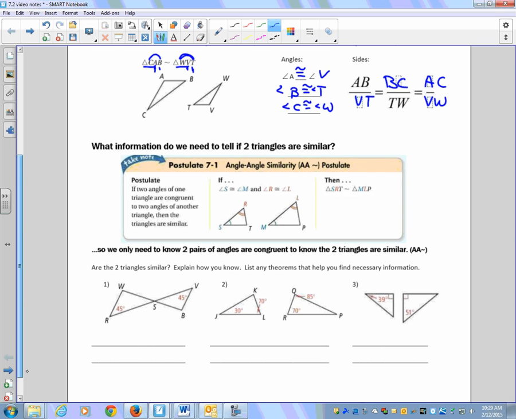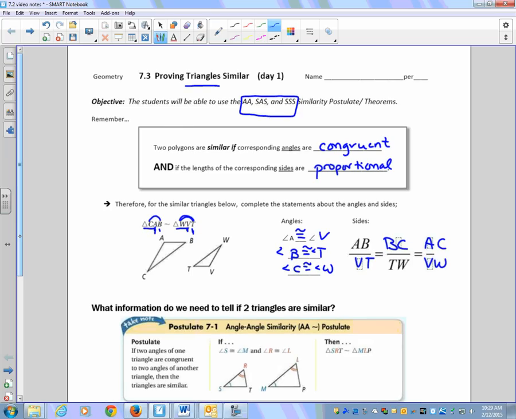So, in order to tell if 2 triangles are similar, I'd like you to think back about when we did triangle congruence. 2 triangles could be congruent if we knew this side was congruent to that side, this side was congruent to that side, and this angle was congruent to this angle. That would have been the side, angle, side congruence postulate. We said with congruent triangles, all 6 parts are congruent: 3 sides are congruent to 3 sides, 3 angles are congruent to 3 angles. But instead of needing to prove all 6 parts, we really just needed 3 of them, side, angle, side.